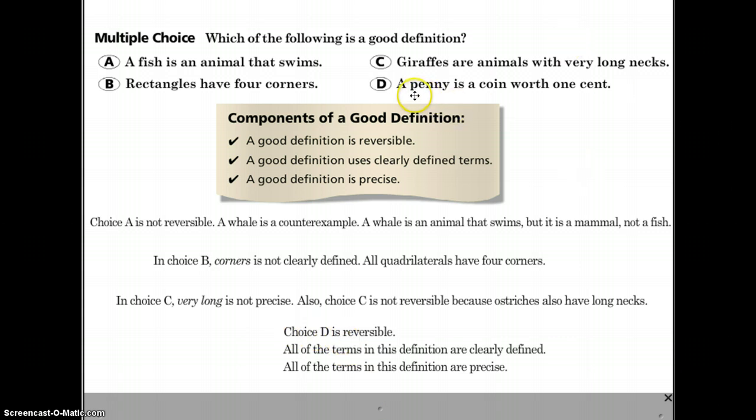This is reversible. If it's a penny, then it's worth 1 cent. Or reverse that with a converse: if a coin is worth 1 cent, then it's a penny. That works. All the terms in this definition are clearly defined. You've got a penny, and it's 1 cent, and it's a coin. All the terms are precise, so there's nothing vague about this. You're not saying a penny is not worth much, you're saying exactly what it's worth. So this is a really good definition.